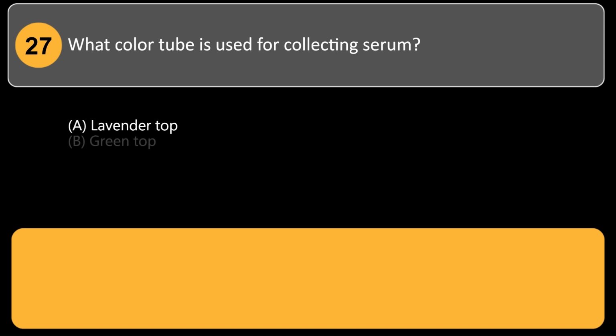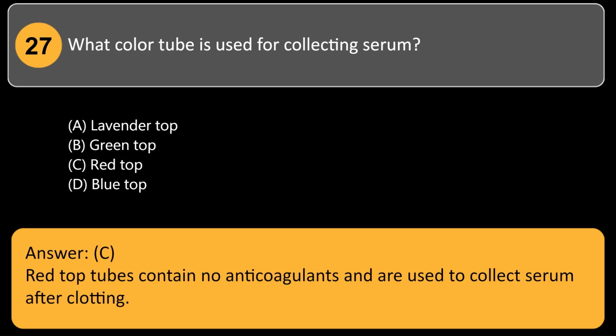What color tube is used for collecting serum? A. Lavender top. B. Green top. C. Red top. D. Blue top. Answer, C. Red top tubes contain no anticoagulants and are used to collect serum after clotting.